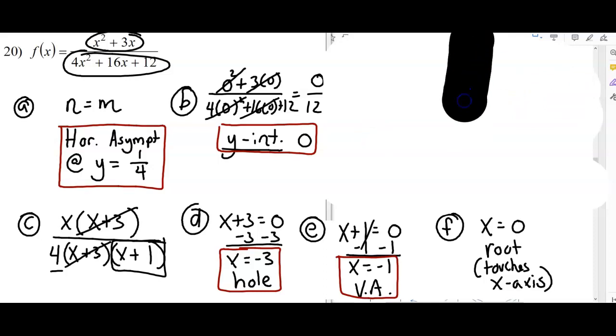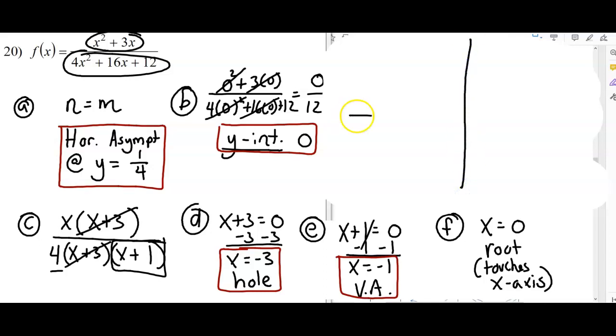Here we go. Didn't want to make it that big. So let's begin with our very first piece of information that we found. Got a horizontal asymptote at 1/4. So if I were to say that this is 1, 1/4 would be right about here-ish. And so I'm going to draw a horizontal asymptote here and here.